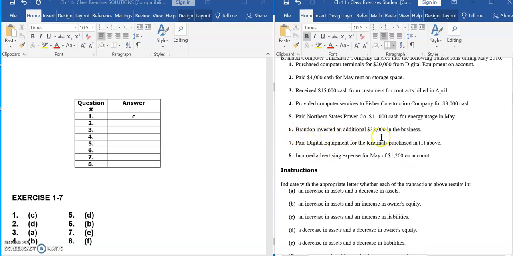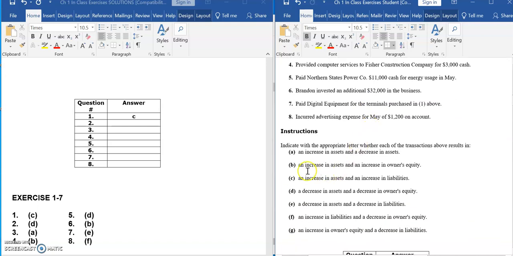Brandon invested an additional $32,000 in the business. The business received cash. Cash is an asset. Assets are increasing. Owner invested. Owner's equity is increasing as well. So we have an increase in assets and an increase in owner's equity.